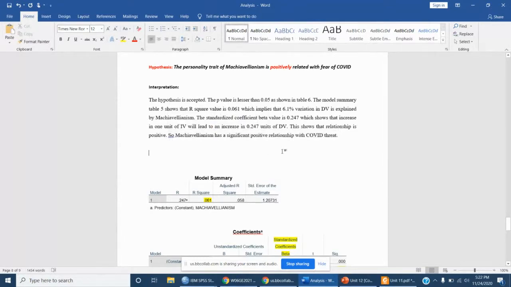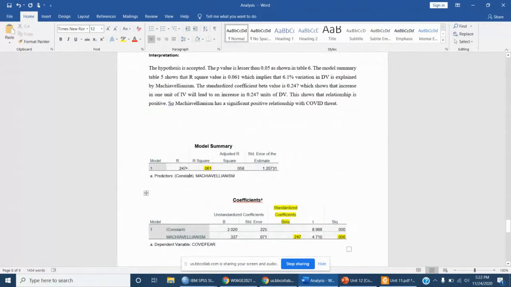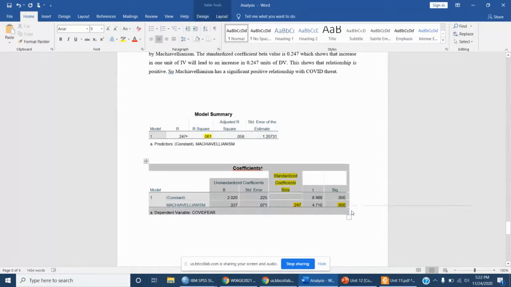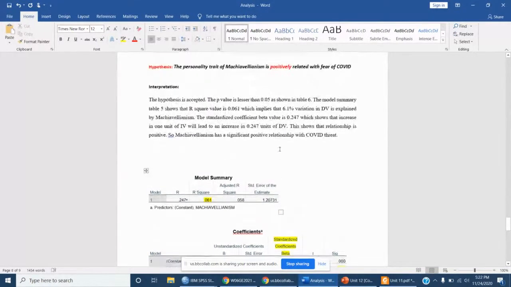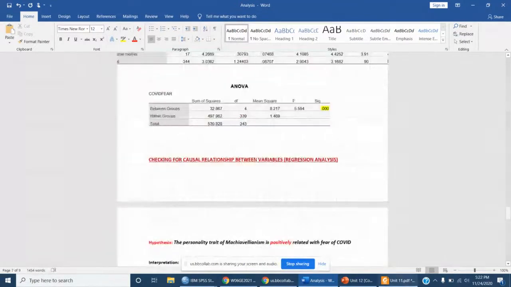Okay, so this is the interpretation of regression analysis. Similarly, you can do the regression analysis, and these tables, please format them in a good way. Don't present them like these tables. Please label them and format them in a very formal way, and then you can show them in your analysis. So this is the interpretation of regression analysis.